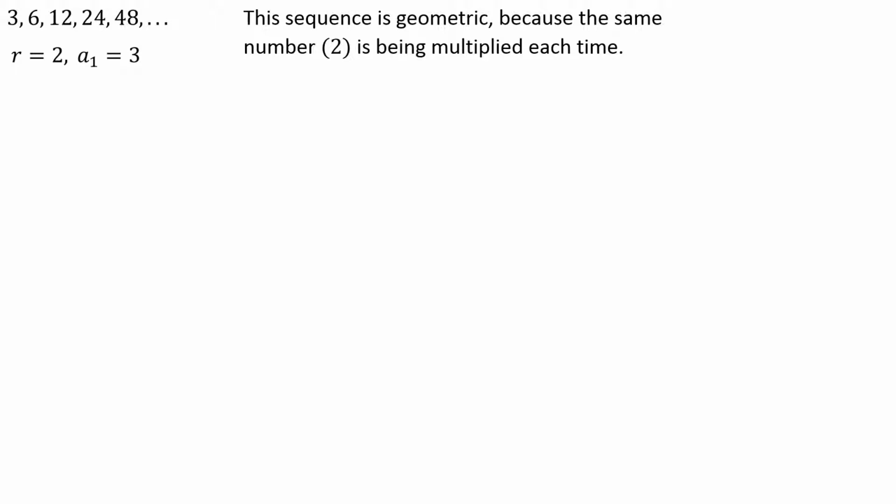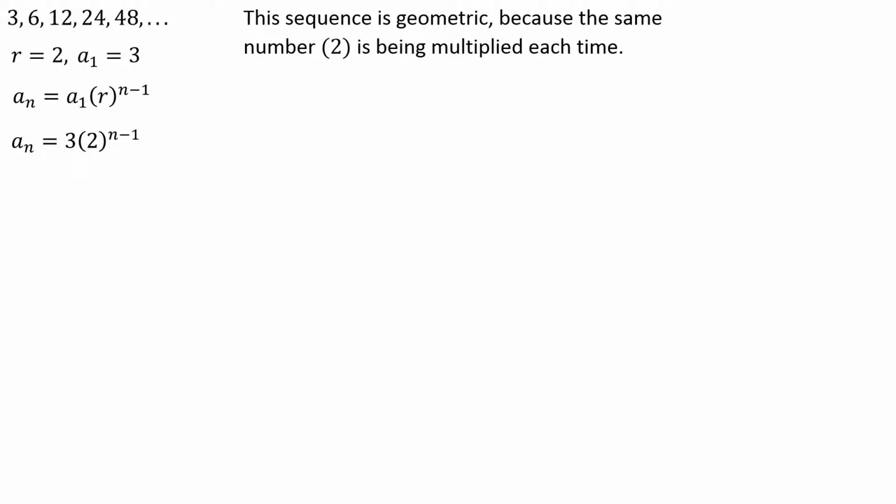So we know the ratio is 2. We keep multiplying by 2. We know the first number in the list is 3. So let's grab our equation. A sub 1 is going to be 3. r is going to be 2. And the nice thing about geometric is that there's no simplifying here. We're done. Let's test it out for like the fourth term. We know the fourth term should be 24. So plug in a 4 and see what happens.